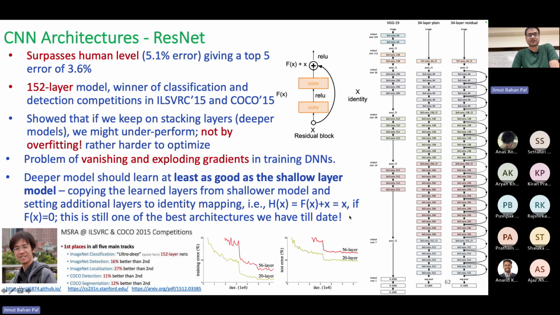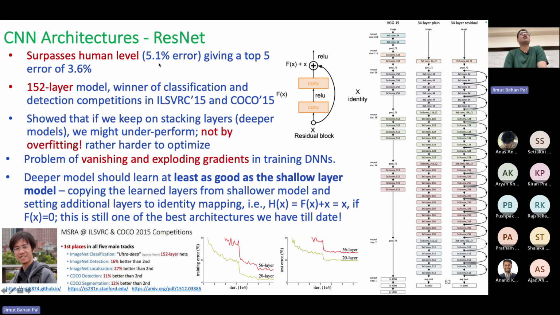Like this was their contribution. So what they found was that it is becoming easier to optimize deeper layers. They used about a 152-layer model, and this was the first architecture which surpassed the human level. Human level has a top 5 error of about 5.1%.